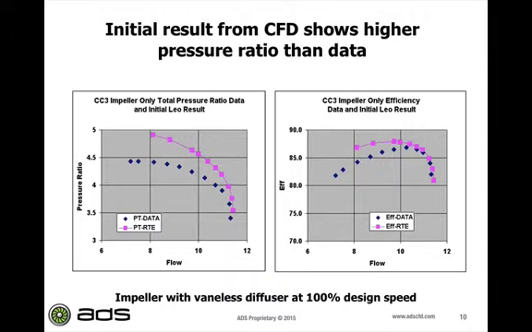This is a compressor performance map at 100% speed. The blue dot is experimental data for the ventless diffuser. The magenta color is our very first initial simulation.